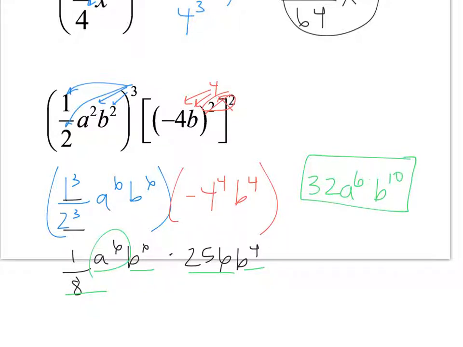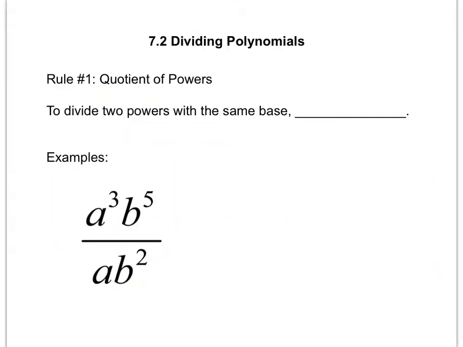So again, just reviewing multiplying and simplifying monomials. Now we will look at dividing polynomials. So rule number 1 is the quotient of powers. To divide two powers with the same base, we need to subtract the exponents. So we will subtract.